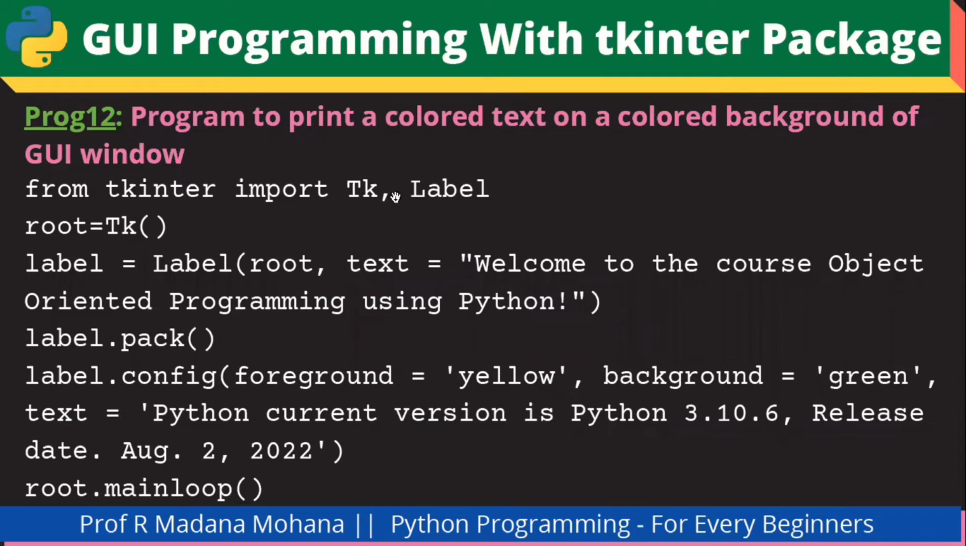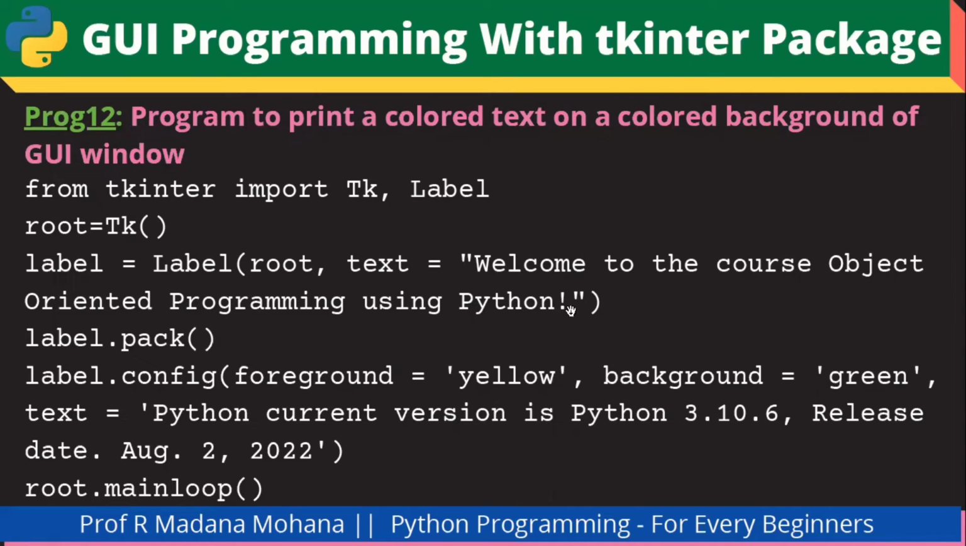Here, Tk and Label, two methods are enough. From tkinter import Tk, Label; root = Tk(); label1 = Label(root, text= whatever text you can mention here. "Welcome to the course object oriented program using Python."